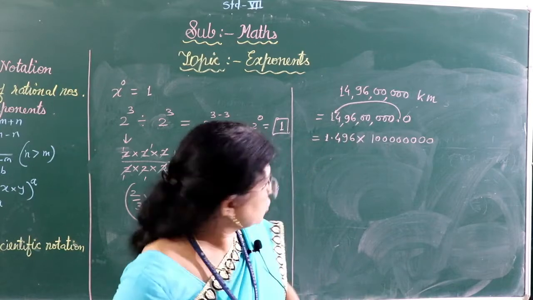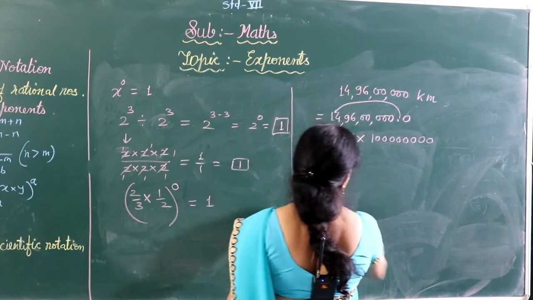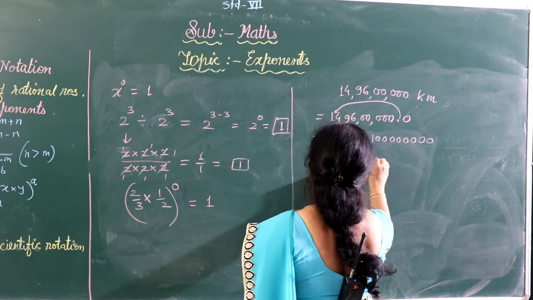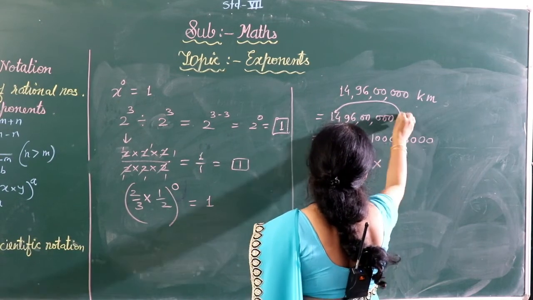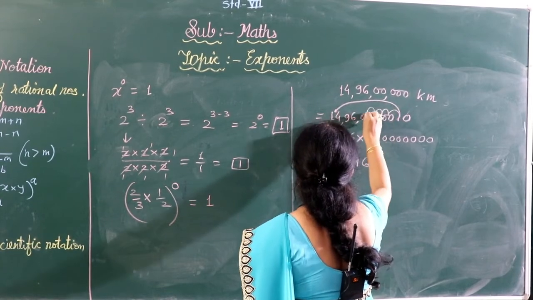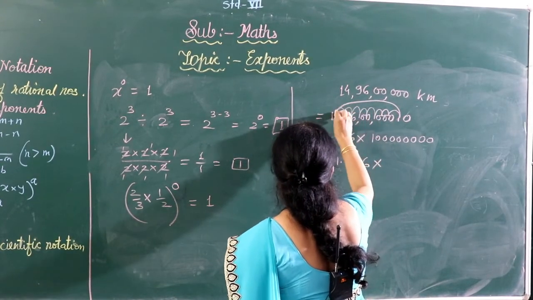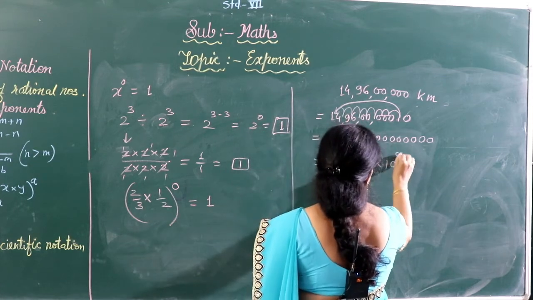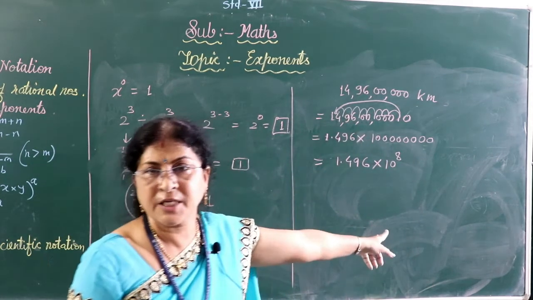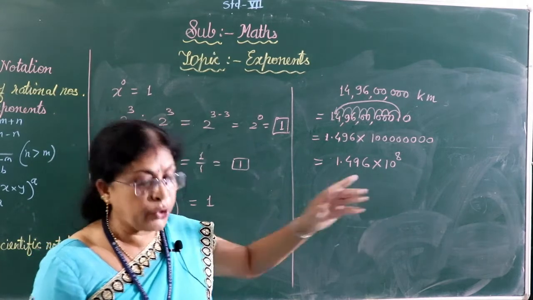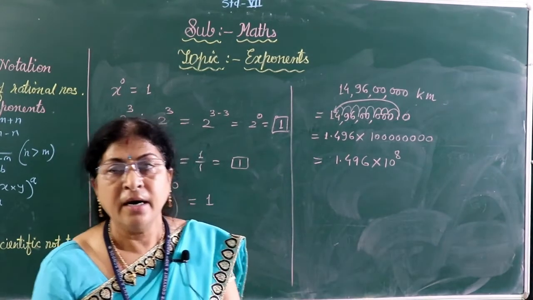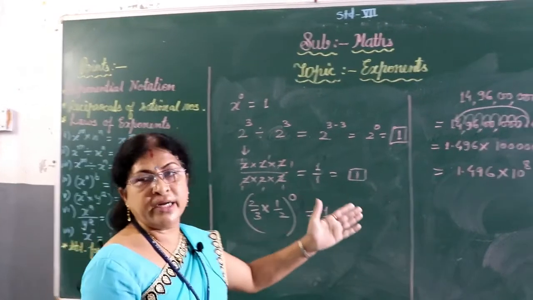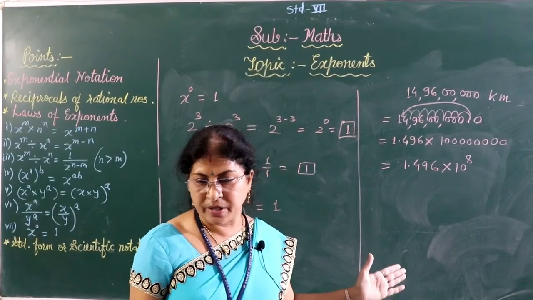So the same we can write as 1.496 into 10 raised to 8, because we are going back 8 steps: 2, 3, 4, 5, 6, 7, 8. In this way we can express this number. This is called the standard form of the number, or it is also called scientific notation.